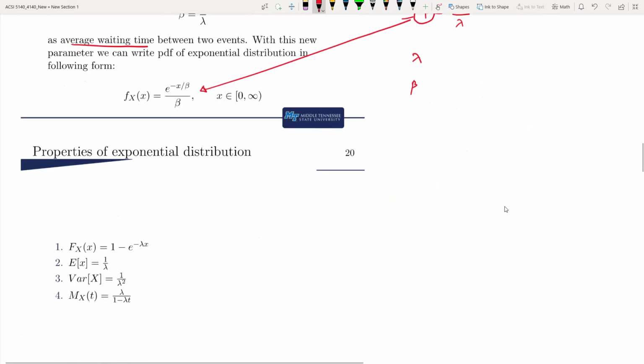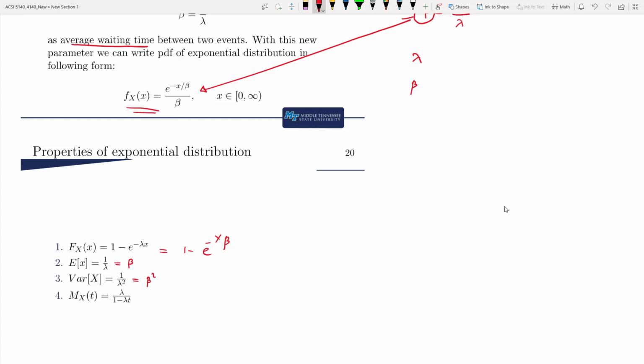Here you can see the CDF, cumulative distribution function for exponential distribution. It's going to be 1 minus e to the power negative lambda x. Now if you use beta, it's going to be 1 minus e to the power negative x over beta. The expected value of random variable x is 1 over lambda, which is beta. Variance of x is 1 over lambda squared, which is beta squared, if you use that formulation.